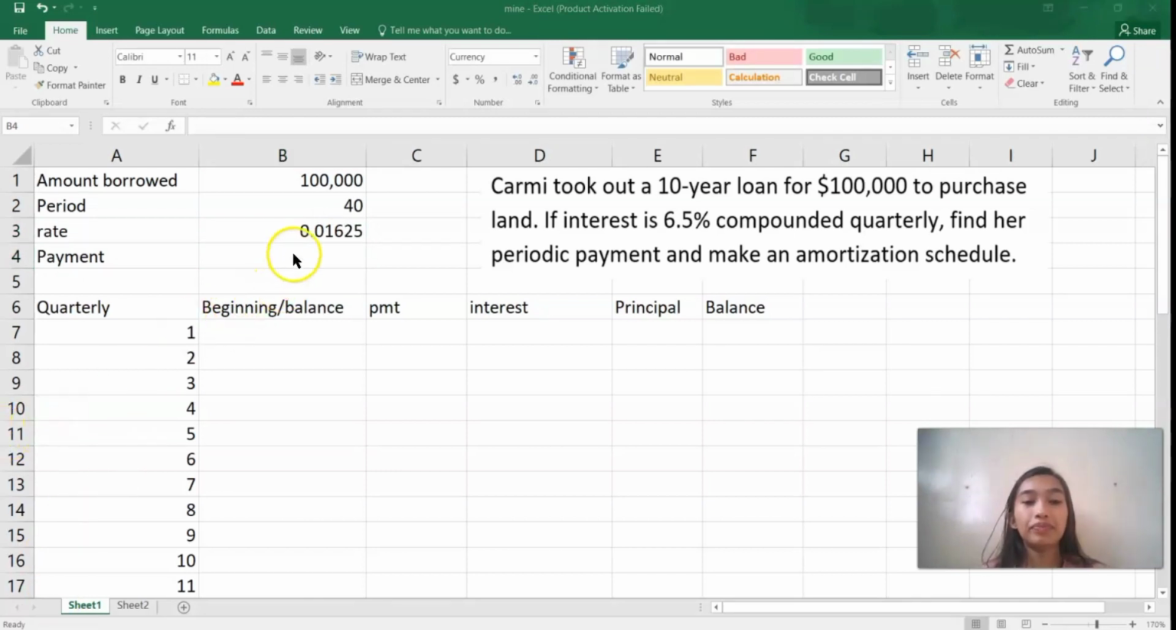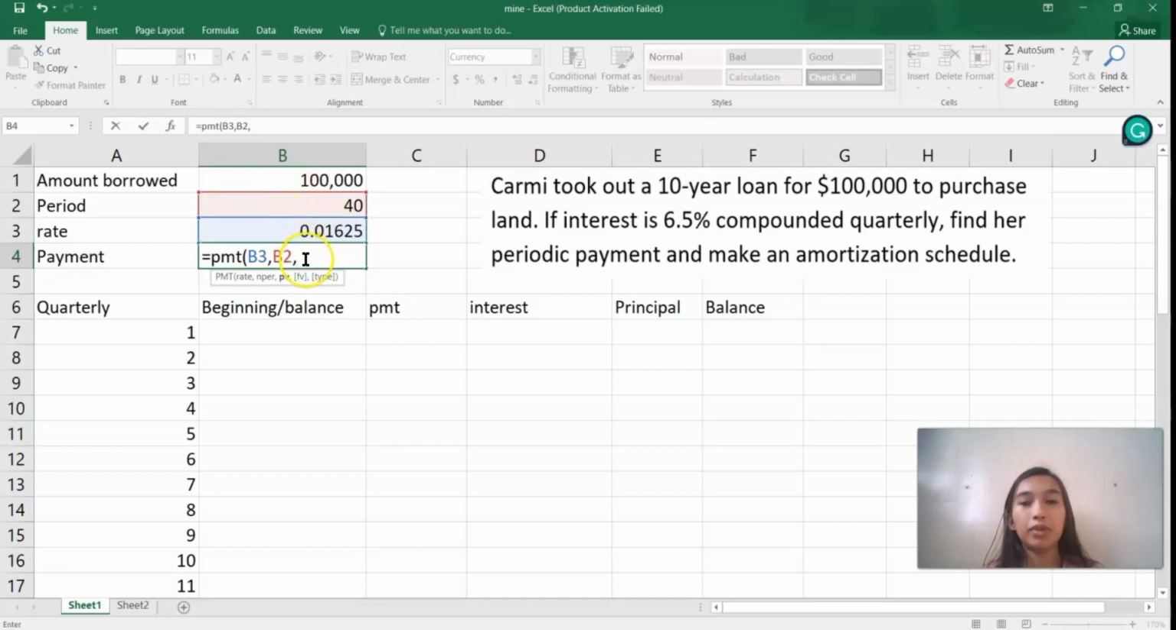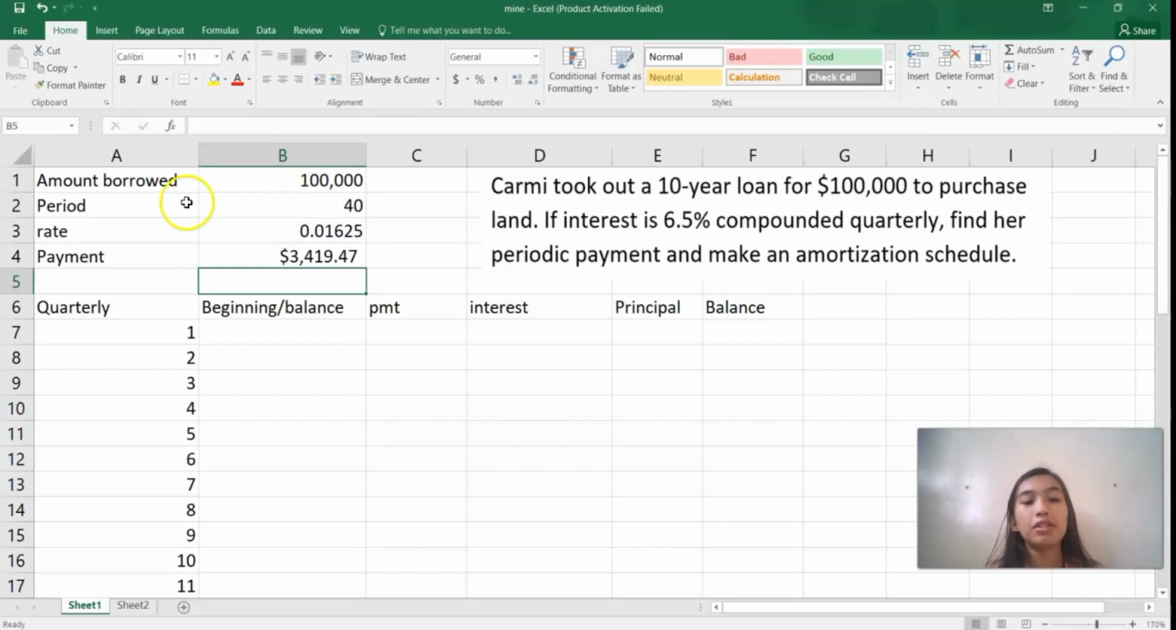Now to get the payment, we have to put equals and then type PMT, open parentheses, so you don't have to worry because we have the guidelines here. So first we have the rate, so don't forget to put a comma, and the amount borrowed. In amount borrowed, you have to put a negative sign, click the amount borrowed, and then type 0 at the last. And here we go. So the quarterly payment of Carmi is $3,419.47.